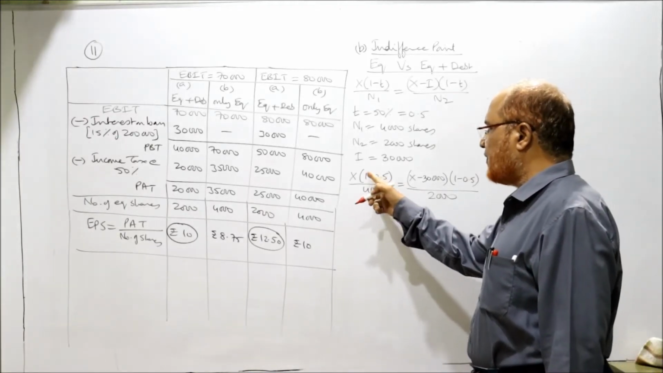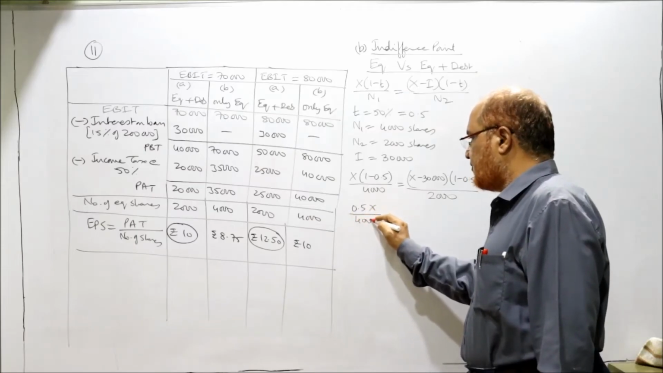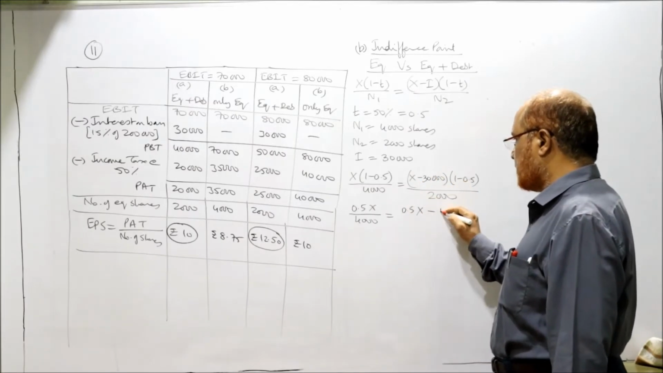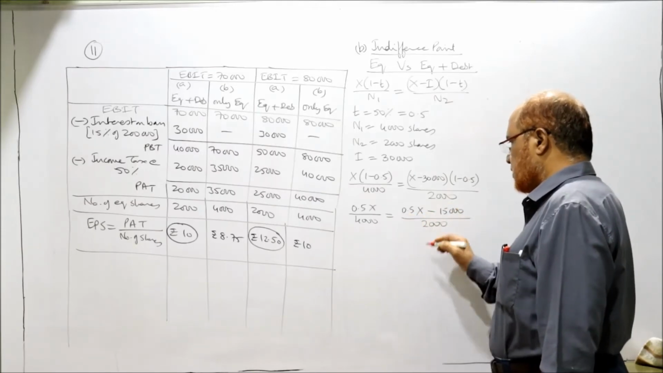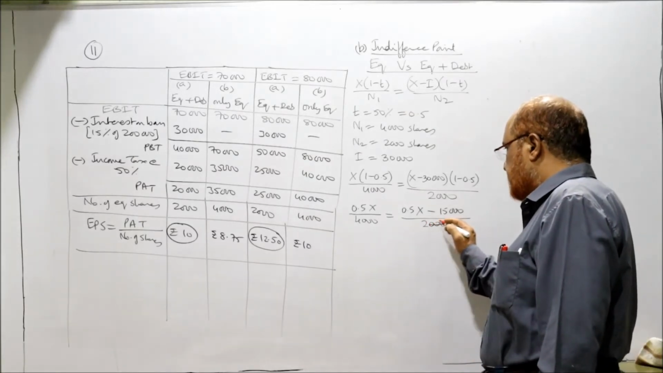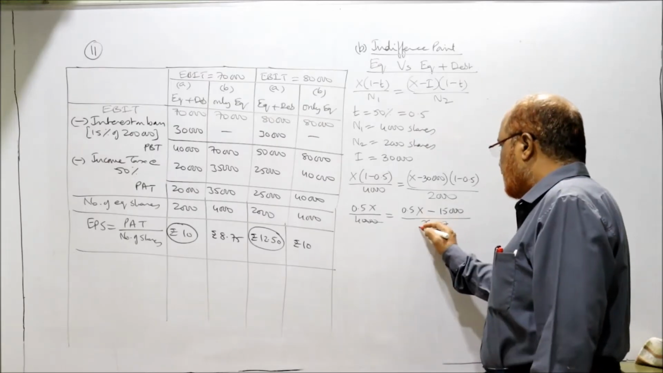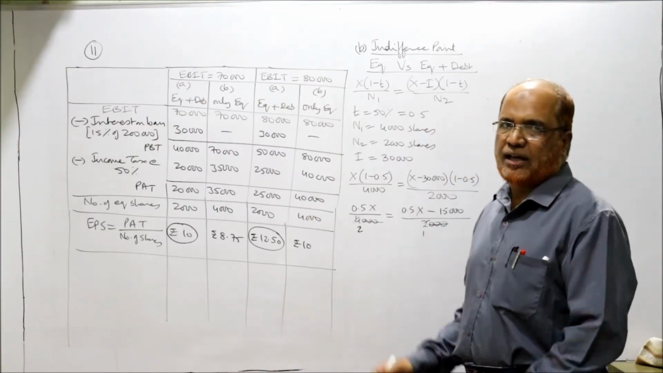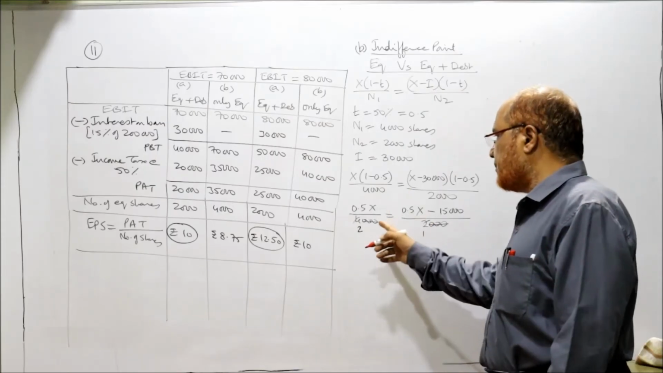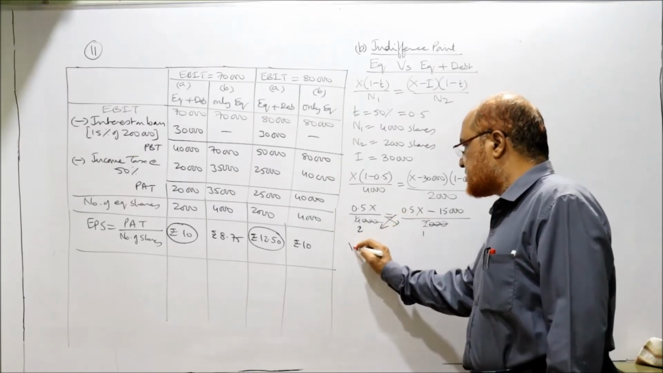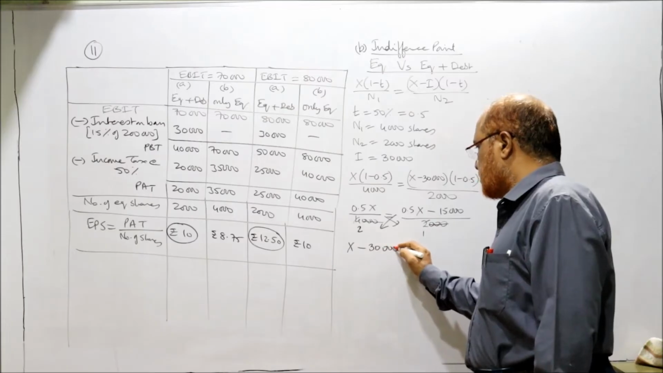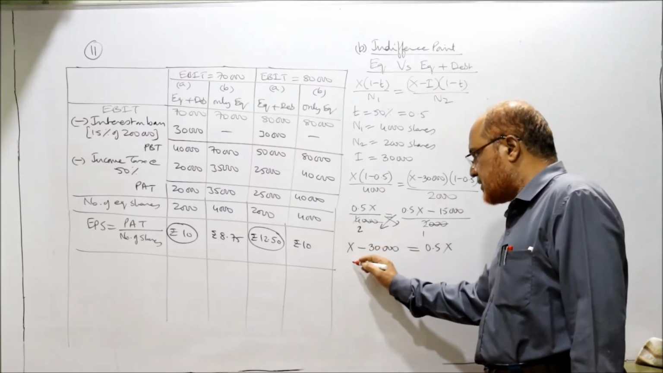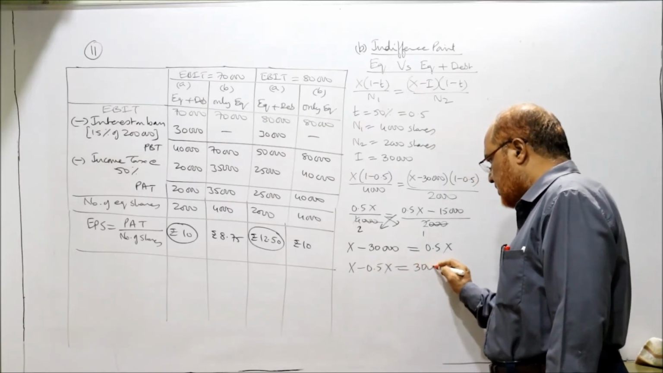Now 1 minus 0.5 is 0.5, so 0.5x divided by 4,000 is equal to 0.5 into x minus 30,000, that is 0.5x minus 15,000, divided by 2,000. Now, to simplify the calculations, we cancel these 3 zeros, these 3 zeros. Then 2 1s are 2, 2 2s are 4. If we cancel, we get the same answer; even without canceling, cross multiplying gives the same answer. To simplify the calculation, to save time, we cancel. Now cross multiply: 2 into 0.5 is 1x minus 2 into 15,000 is 30,000 is equal to 1 into 0.5x, 0.5x. Now bring this 30,000 to the RHS and take this 0.5x to the LHS. x minus 0.5x is equal to 30,000.